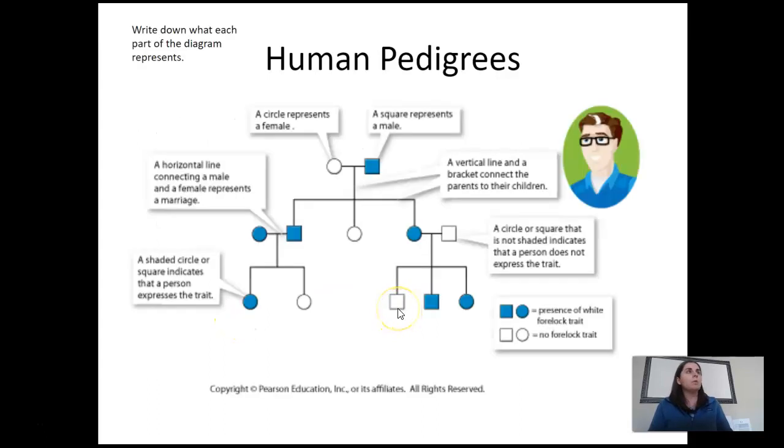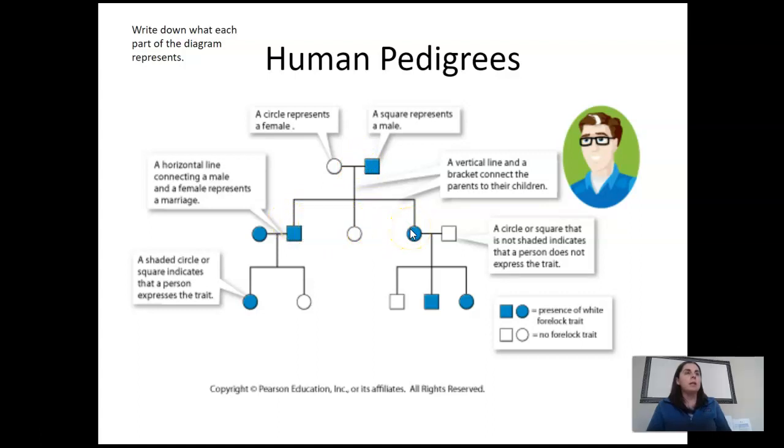Here's what a pedigree will look like. You need to write down what each part represents on your papers. So you have a black and white pedigree that looks almost just like this. Make sure you put that a circle equals female and a square equals male. You have a horizontal line between these two, and that indicates that they are married. You have a vertical line down, which represents offspring.